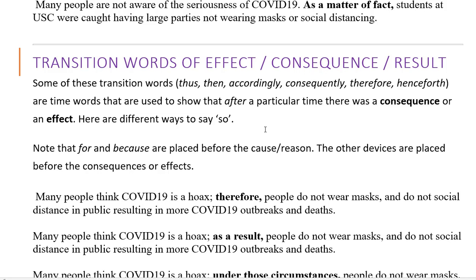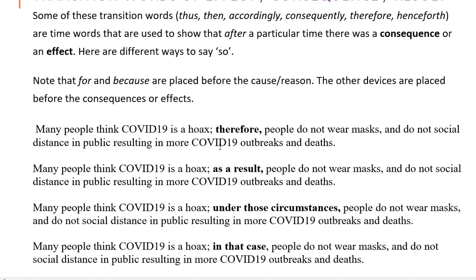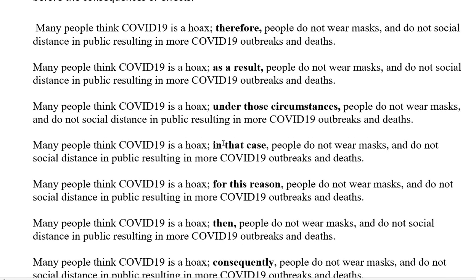In other words, John studied hard, so he got good grades. John studied hard, therefore he got good grades. John studied hard, as a result, he got good grades. John studied hard, under these circumstances, he got good grades. John studied hard, in that case. So all of these are different ways of saying "so."